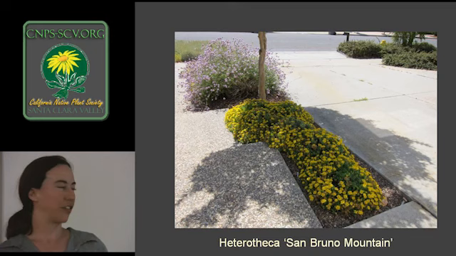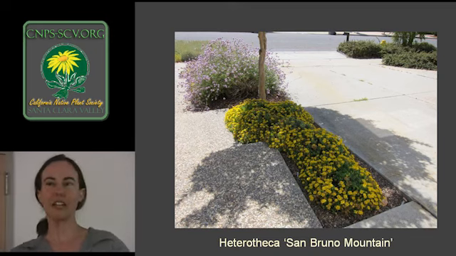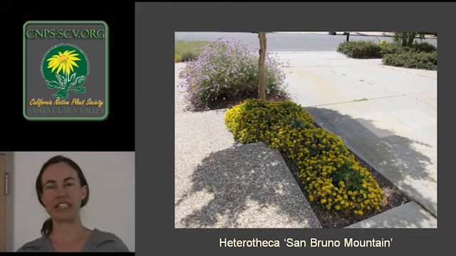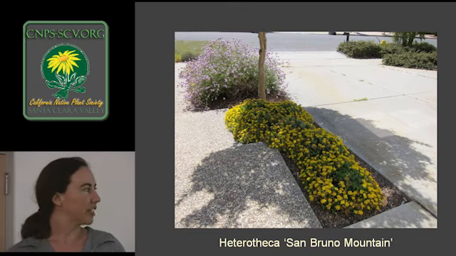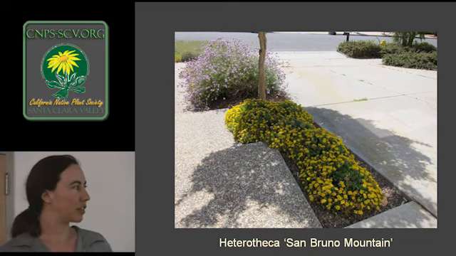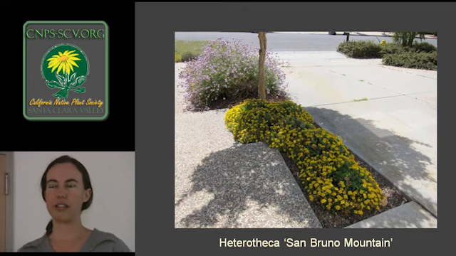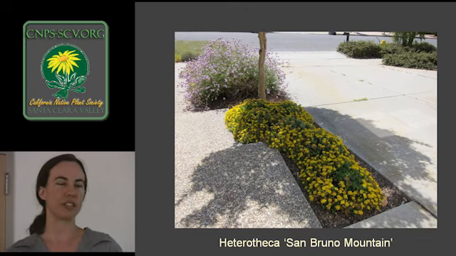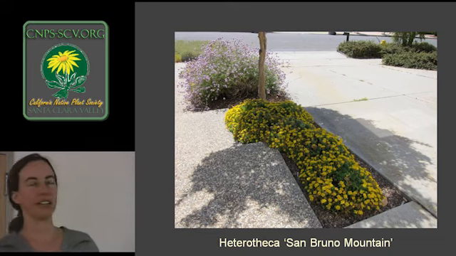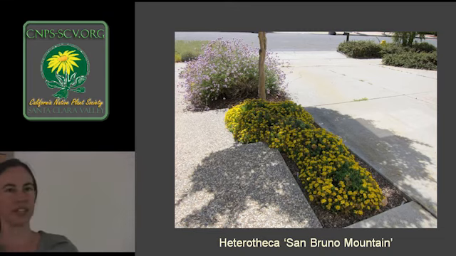This plant, Heterotheca 'San Bruno Mountain', is a really great plant for tight little areas, and it stays neat without any pruning, or you don't even need to deadhead it. It actually blooms almost year-round. It's a very versatile plant, and it's got some great yellow flowers. It gets about 2 to 3 feet wide, and you can cut it back a little bit if it's too large for the space. It's just an excellent plant for little tight areas. It does take full sun, even though in this photo it has some shade.